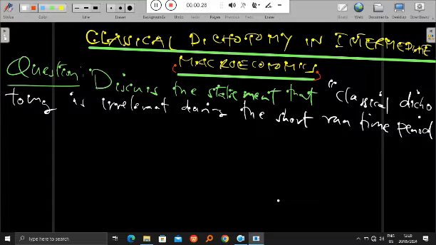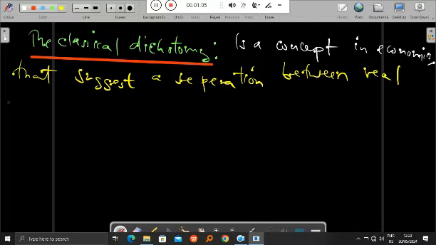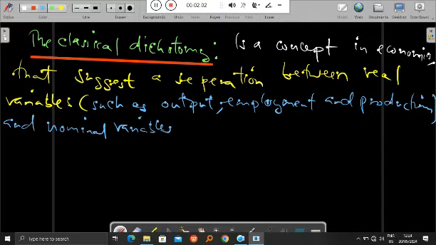We are going to come up with the answer as follows. First, we need to understand the meaning of the classical dichotomy. It is a concept in economics that suggests a separation between real variables such as output, employment, and production, and nominal variables such as money, prices, and nominal wages in the long run. It posits that changes in the money supply only affect the nominal variables and have no impact on the real variables in the long run.